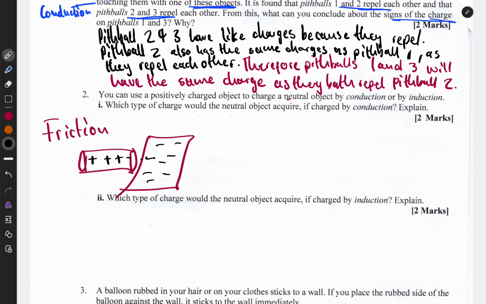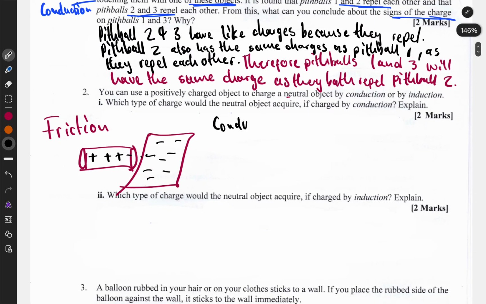That is charging by friction. Charging by friction makes you have 2 objects that then have different charges. Both of them did not have a charge. Now at the end of the day, they will have charges. But when you charge by conduction and by induction, things change, okay?